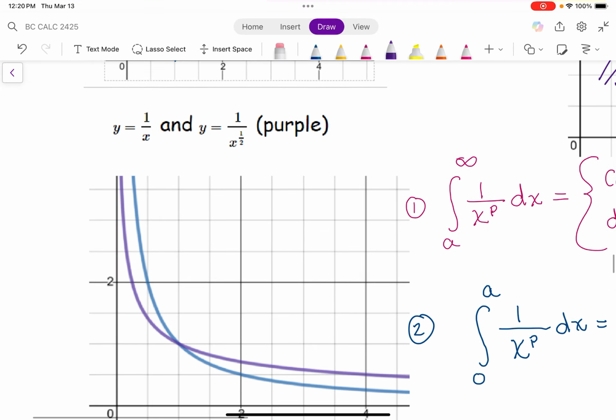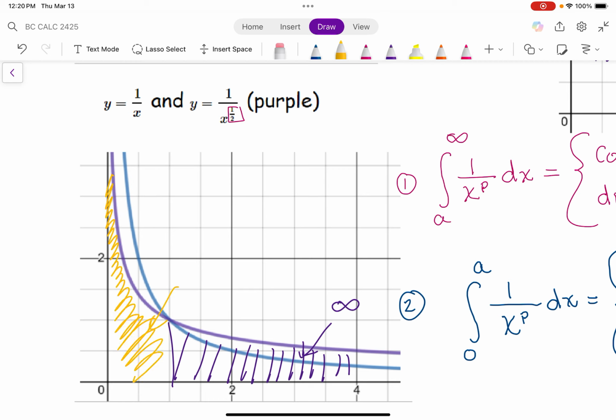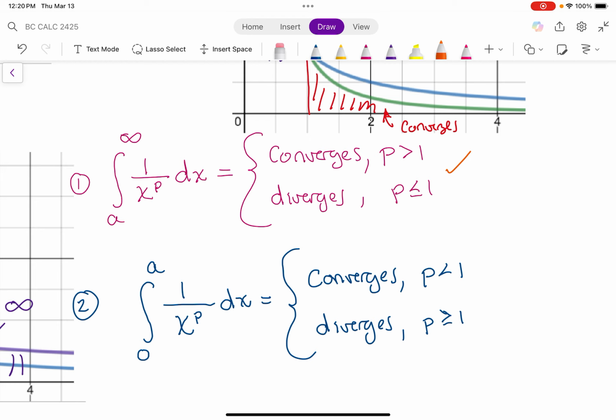Whereas if I do the reverse and make my p-value less than 1, remember the blue's 1 over x, this part gets thicker. This part here under the purple, that's infinity, but it gets thinner over here, so that actually converges to something. This is all summarized here, which I had written earlier for my class. Just take a note of that.